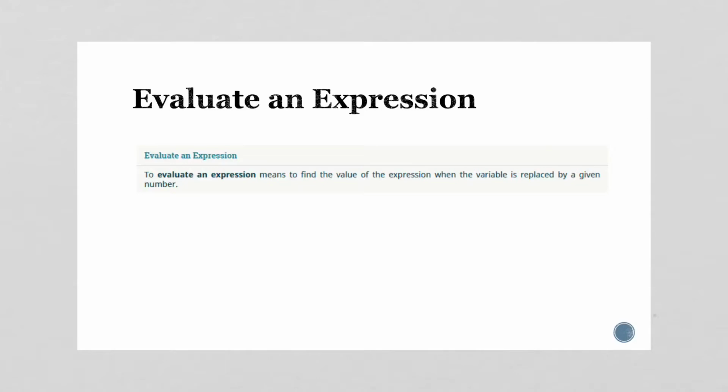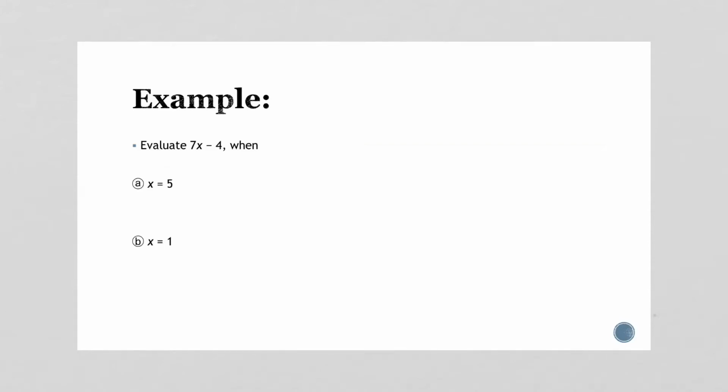All right, so to evaluate an expression means to find the value of the expression when the variable is replaced by a given number. So I'm going to tell you what x, y, z, whatever the variable is, and I'm going to expect you to substitute that into an expression like this. All right, so we're going to evaluate 7x minus 4 when, and you do these separately, we do A separate from B.